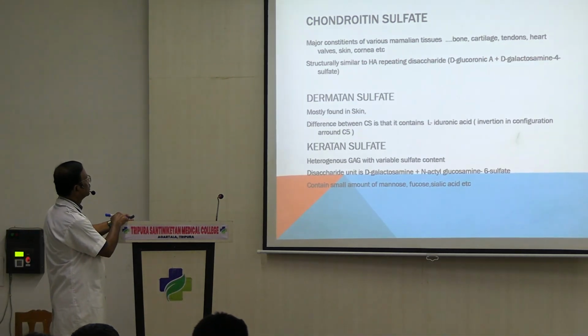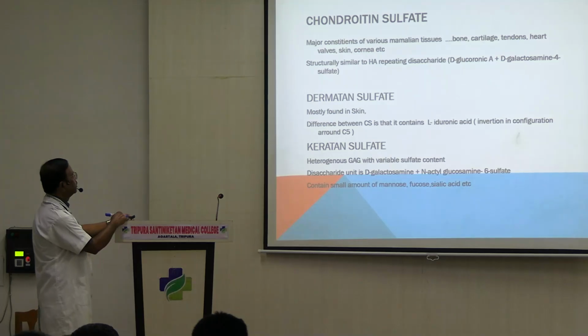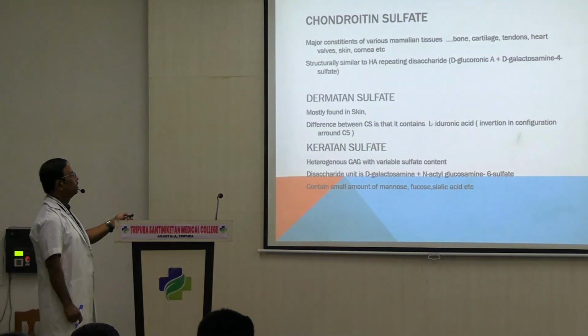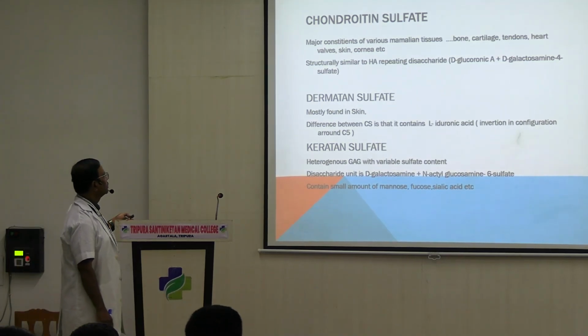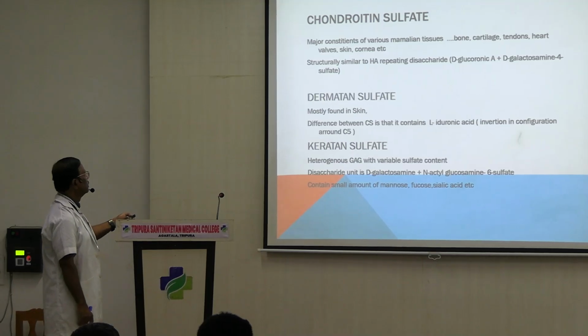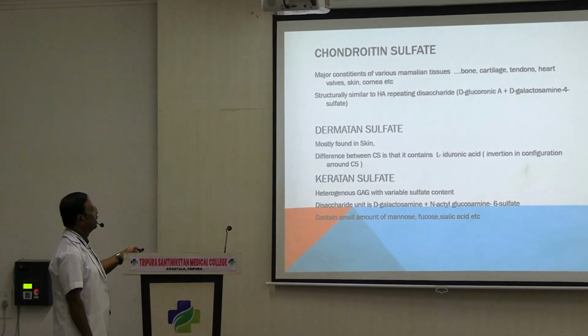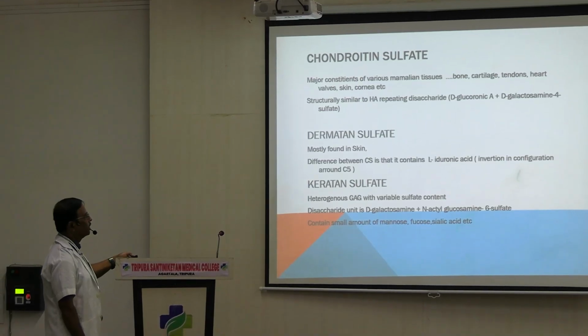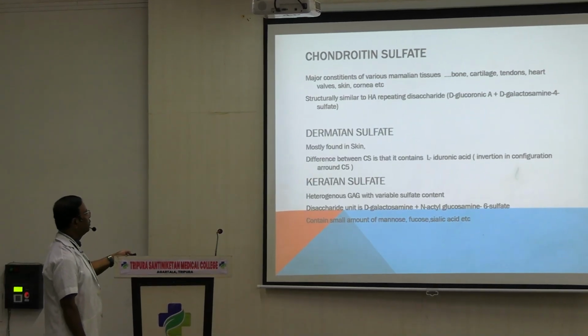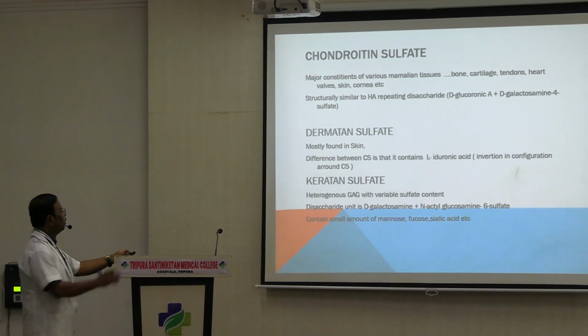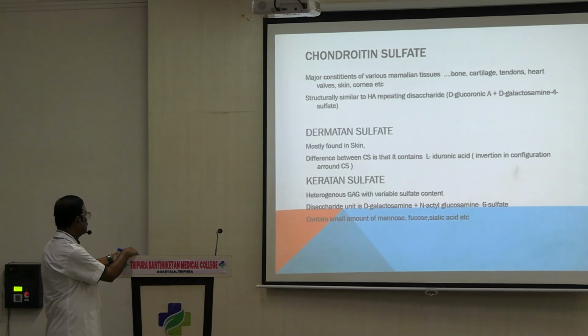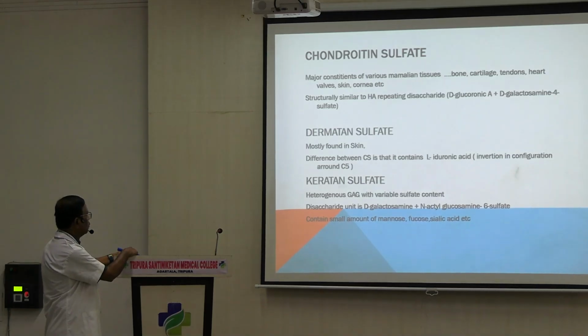Now another is chondroitin sulfate, a major constituent of various mammalian tissue, found in bone, cartilage, tendons, heart valve, skin, cornea, etc. Structurally similar to hyaluronic acid, with repeating disaccharides, glucuronic acid and D-galactosamine 4-sulfate. Dermatan sulfate is another, mostly found in skin.